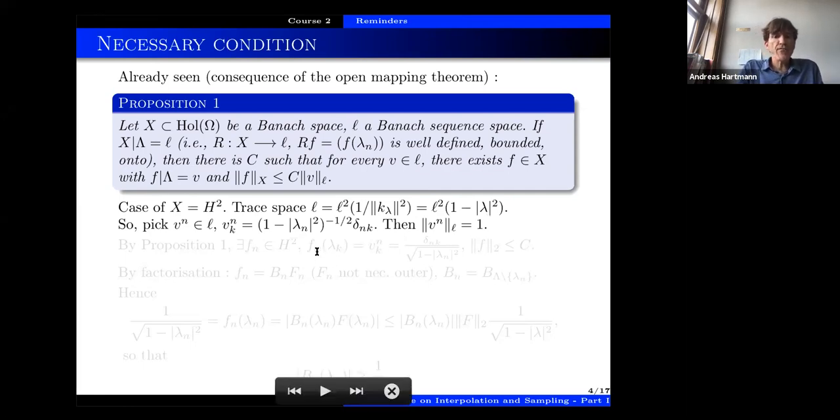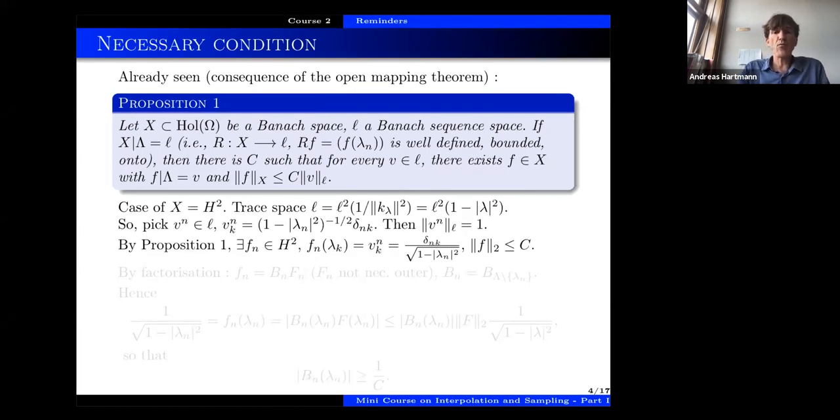Okay, so then of course I can interpolate this sequence, and by proposition 1, I can interpolate in a stable way. And so the argument is exactly the same as yesterday, except that I have to introduce the weight factor. Fn of lambda k is Vkn, and this is exactly the delta nk, so this sequence. And F is bounded by a constant.